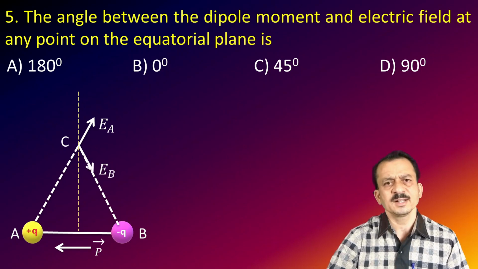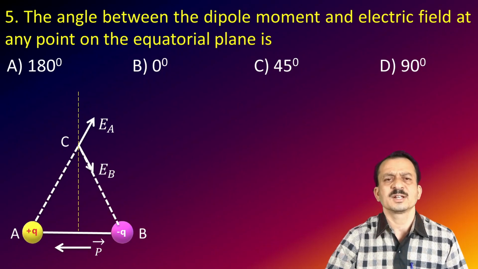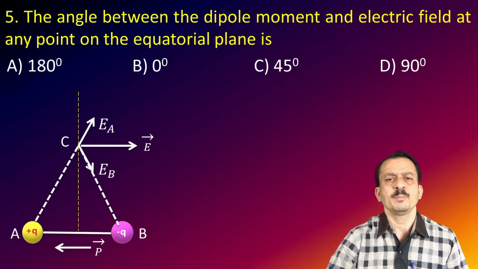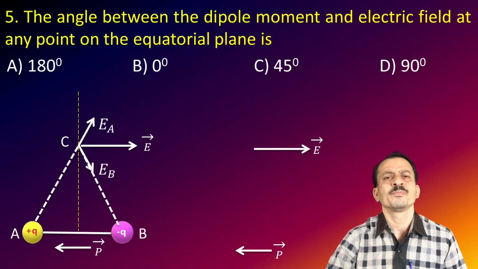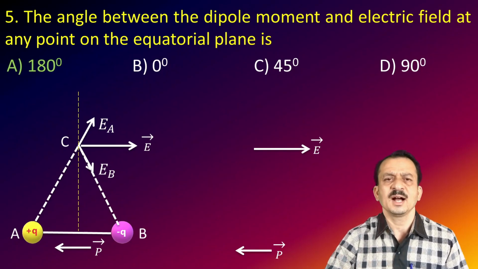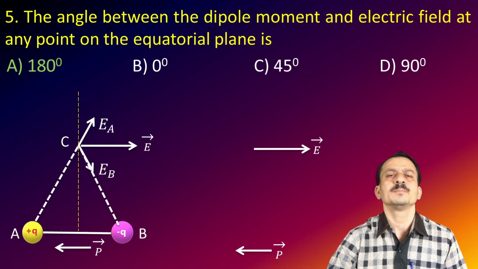Then what is the resultant? The resultant is obvious. Since those two fields are equal, the resultant is along the bisector as shown in the diagram, E. Now look at the direction of E and P. They are exactly anti-parallel to each other. So that means the angle between them is 180 degree. Therefore A is the answer. Okay. Move on to the next problem.